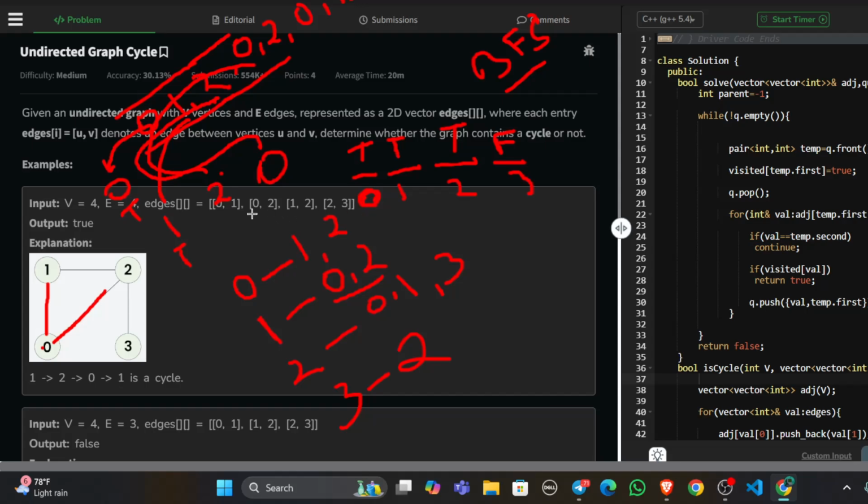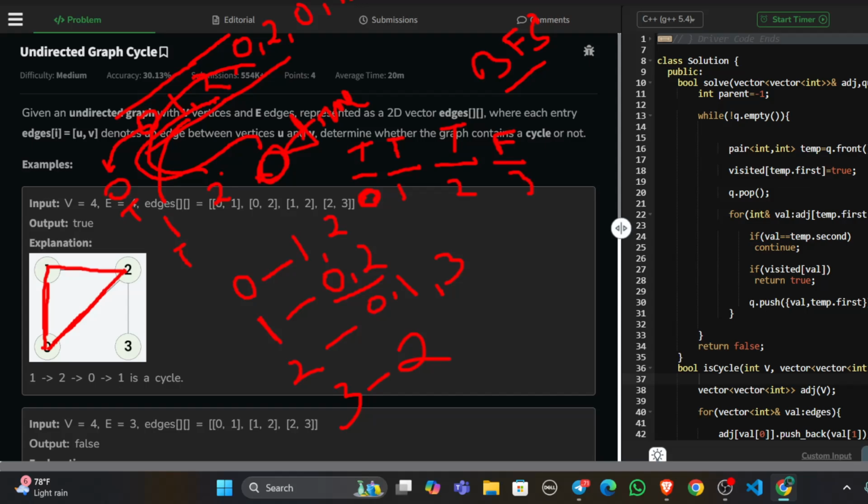And then what is zero? See, first we start with zero, then we go on one. Then we go on two. Then we try to go on again to zero, and again we got the zero. I got a circle. Yes, I could understand that.